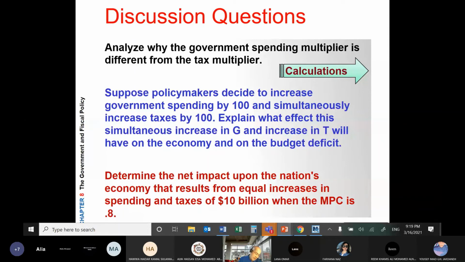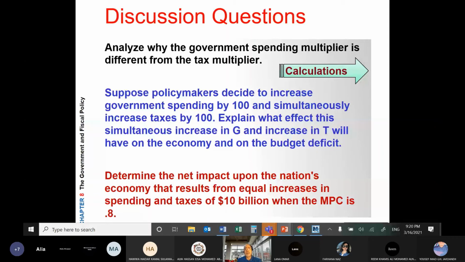So let's say 0.8 divided by 0.2, it will be 4. So the tax multiplier will be minus 4. So the effect of an increase in taxes by 100 will have a negative effect on output of minus 400. What is the net effect of both of them on the equilibrium level of output? So plus 500 minus 400 equals plus 100.